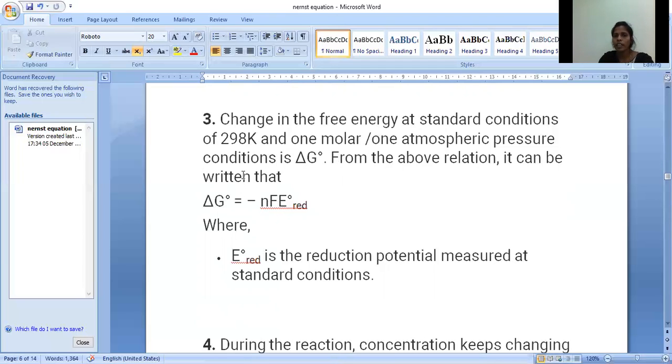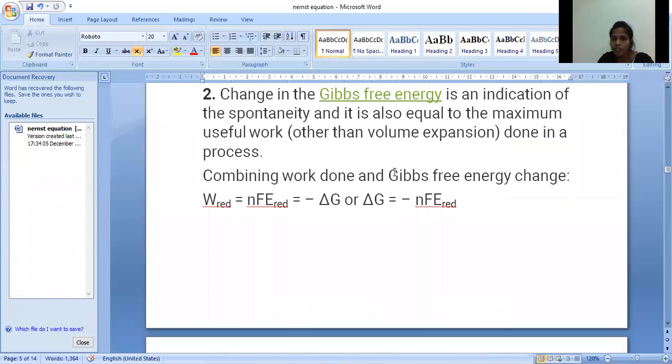So at standard conditions, electrode potential is E naught, cell potential is E naught cell, and change in the Gibbs free energy is delta G naught. From the above relation, delta G equals minus nFE, we can write delta G naught equals minus nFE naught. We can't write n naught because n is a constant, and we can't write F naught because F is also a constant. But we can write E naught because E is not constant, it is a variable.